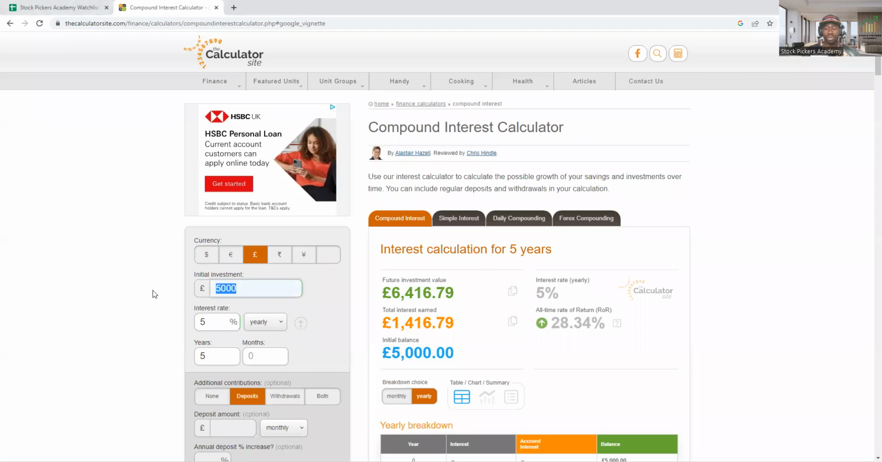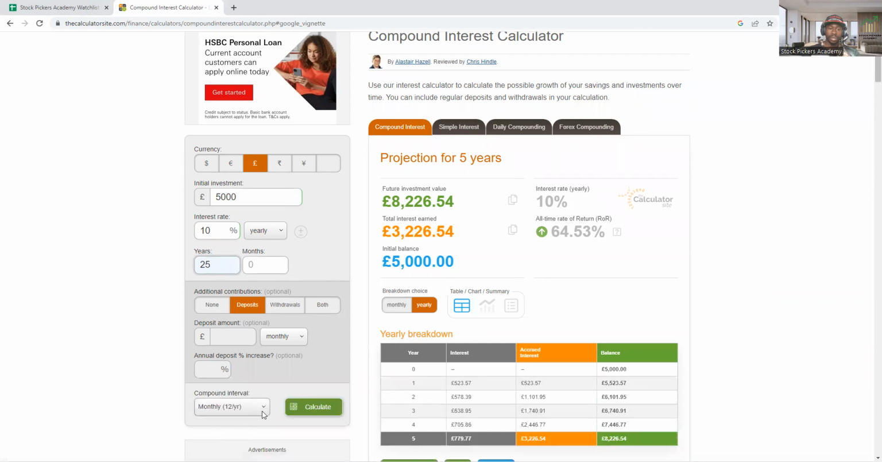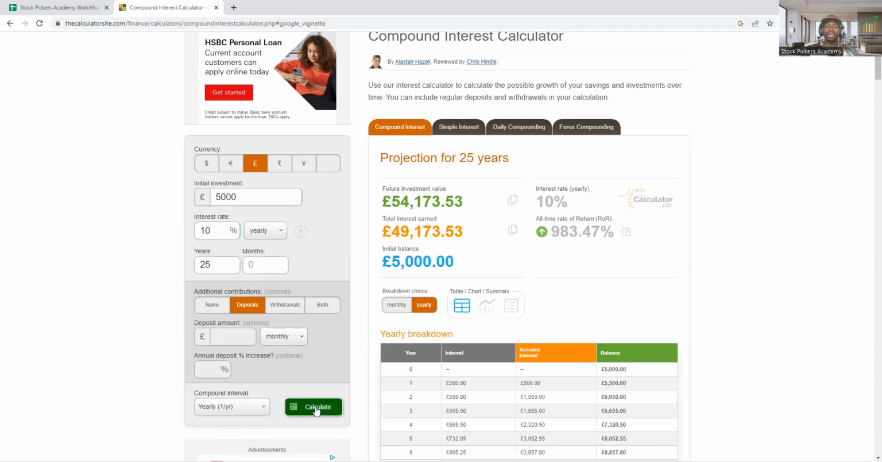Let's say, for example, you had £5,000 to invest. Type that in there. An interest rate of, let's say, 10% a year for a period of 25 years, because that's how long a mortgage is, and I just want a like for like comparison. With compound interest, each year it calculates. If you invest £5,000 at an interest rate of 10% over 25 years, it'll be worth 55K almost.